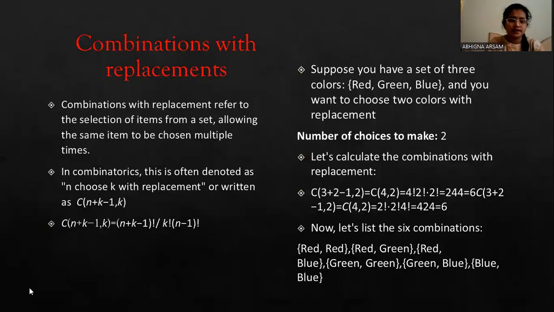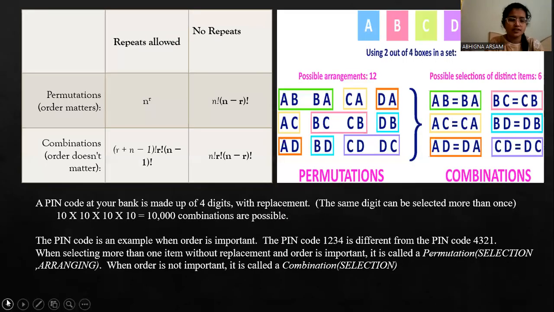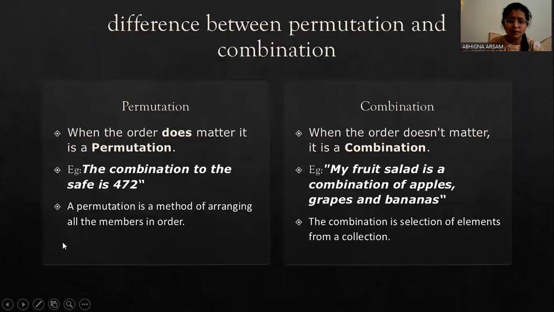Now, let us discuss differences between permutations and combinations. In permutation, order does matter. Permutation is an arrangement. It involves two steps, selecting and arranging. For example, let us take a lock code as 472. In place of 472, if we take 272, it won't open. This is a simple example of permutation.